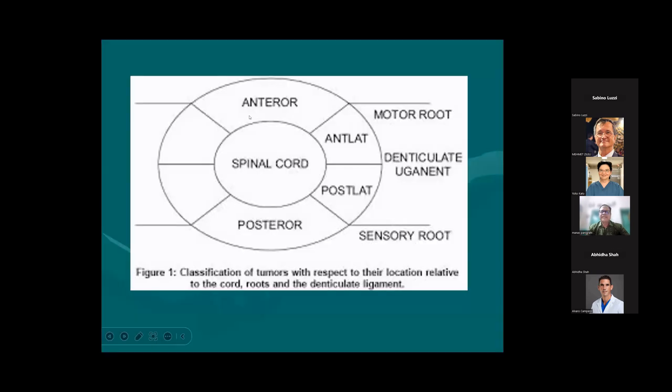They can be classified into anterior, anterolateral or posterior depending on the attachment in relation to the dentate ligament. Any tumor in front of the dentate ligament is anterior, and if the tumor is attached ventrally to the midline on either side, it's called anterior. But if it's attached from midline till the dentate ligament, it's called anterolateral. And if it's behind the dentate ligament, it's called posterior or posterolateral. This is more important in meningioma, but also in neurinomas and neuroenteric cysts.